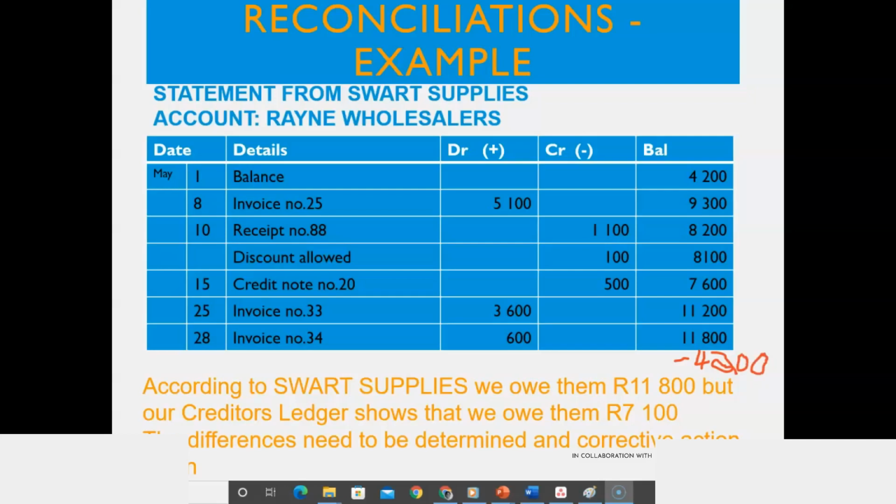And then there was an invoice that we were supposed to take note of on our side, but we didn't. So if you say 11,800 on your calculator minus 4,200, what do you get? And then with the amount that you get, you will say the invoice here.